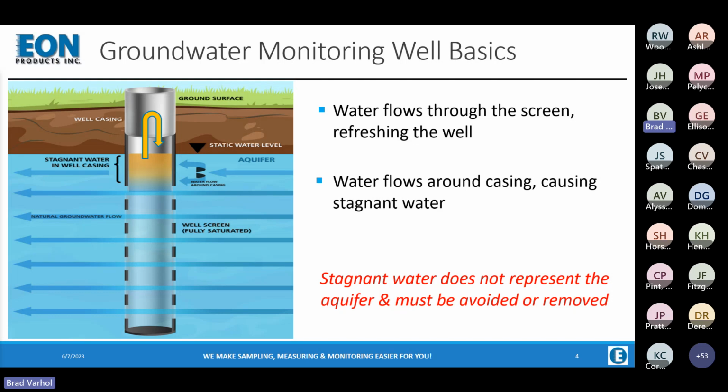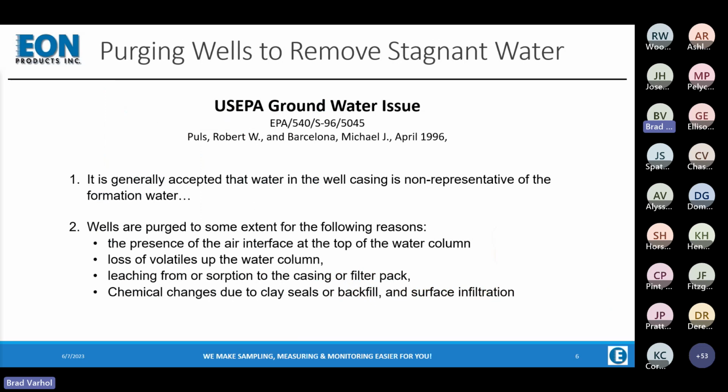And we have a well-defined process for removing that water. It's called purging. And the EPA has given us some instruction on purging wells and why we do that. This is taken from April of 1996 when the US EPA was commenting and helping to provide guidance on the use of low flow sampling techniques. They told us 2 things. They said it is generally accepted that water in the well casing is non-representative of the formation water.